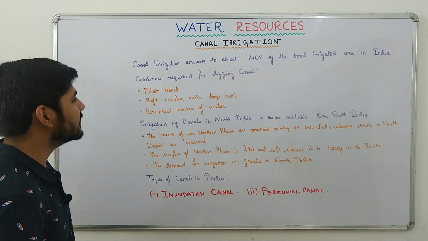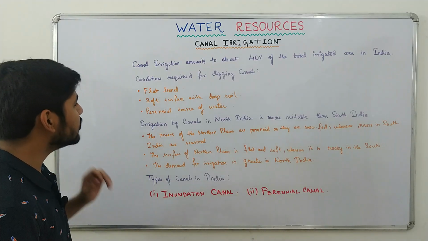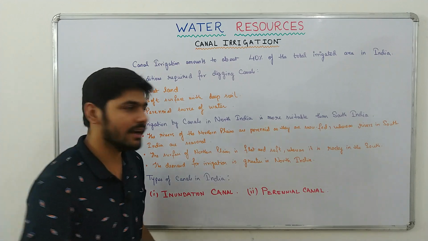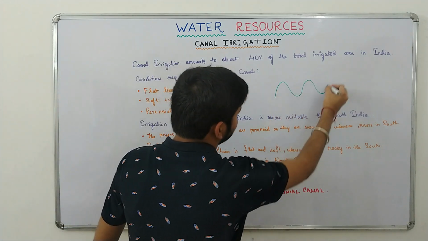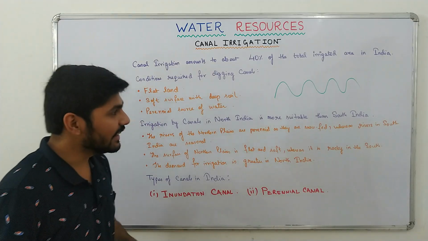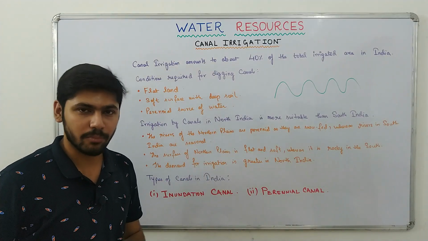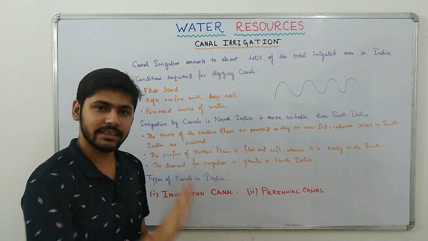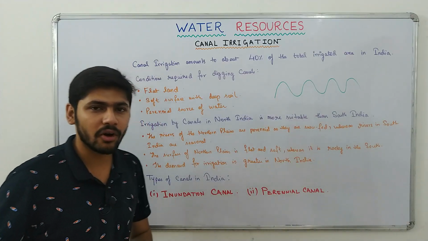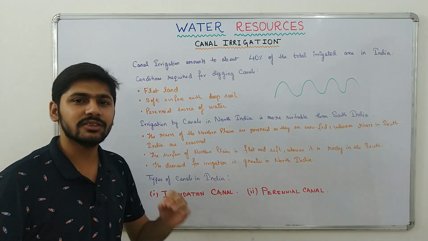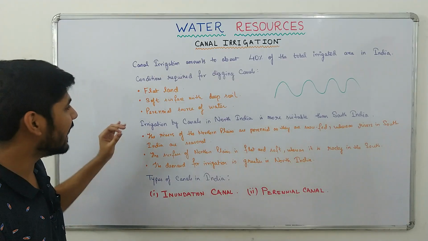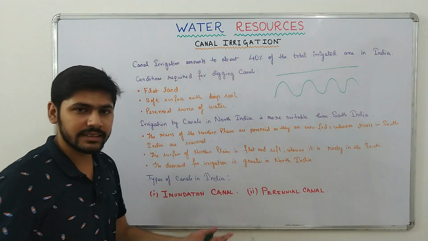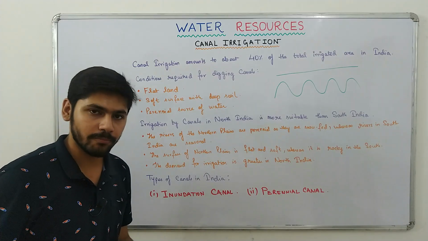Now, what are the conditions required for digging canals? First of all, flat land is required. Why? Now imagine we have a land like this. First of all, digging a canal in such a land is almost impossible. Even if the canal is dug, water flowing like this is almost impossible because the flow of water in canals is not that great. Hence, flat land like this is required. So the digging is also easy and water can also easily flow.